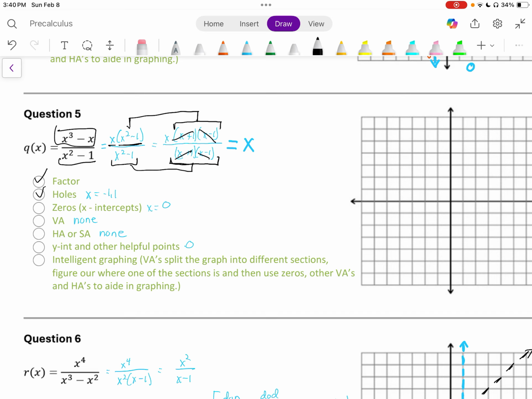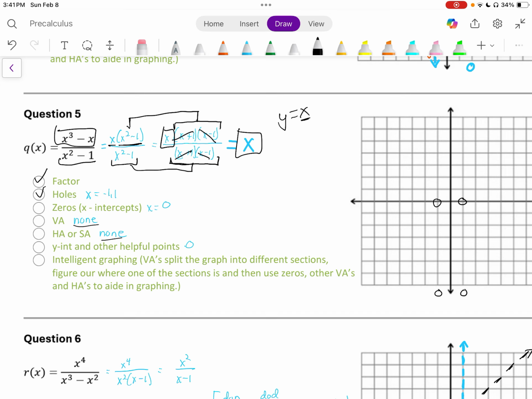We have holes at -1 and 1, or we could put them here. Either way is fine. Now what's unique about this, after they cancel, all we're left with is this x. So we're just graphing y equals x. So there's an x-intercept at 0. In fact, we know that's a line, so we could just graph that line. There's no vertical asymptotes. There's no slant asymptotes.